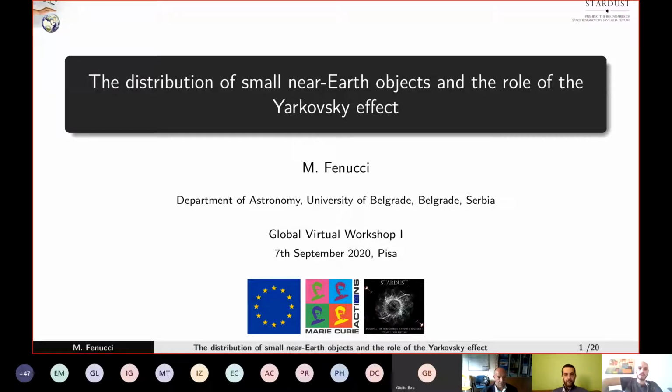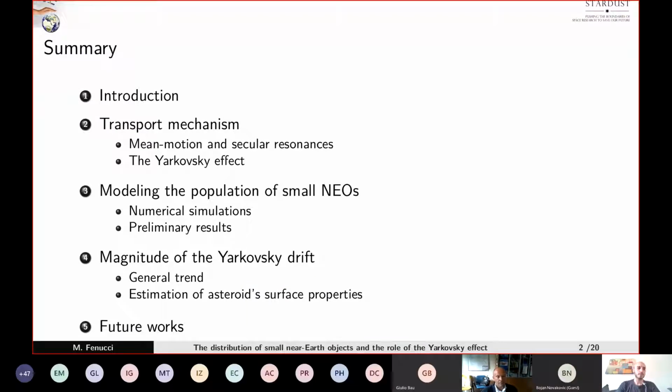So, as I said, I'm going to talk about the distribution of small near-Earth objects and the role of the Yarkovsky effect. I'll go through a brief introduction, then I will speak about the transport mechanism of objects from the main belt to the near-Earth region. Then I will talk about the modeling of the population of small NEOs, and I will finally talk about the magnitude of the Yarkovsky drift.